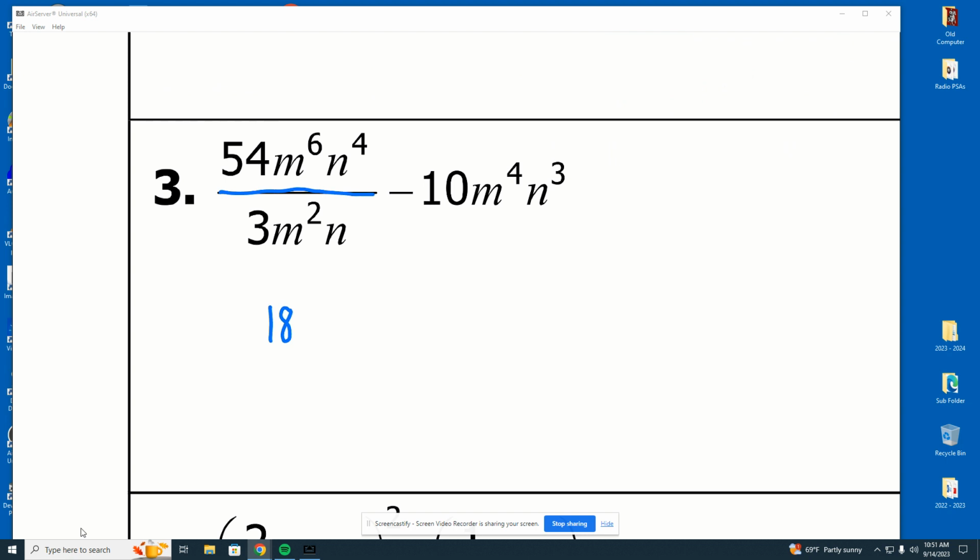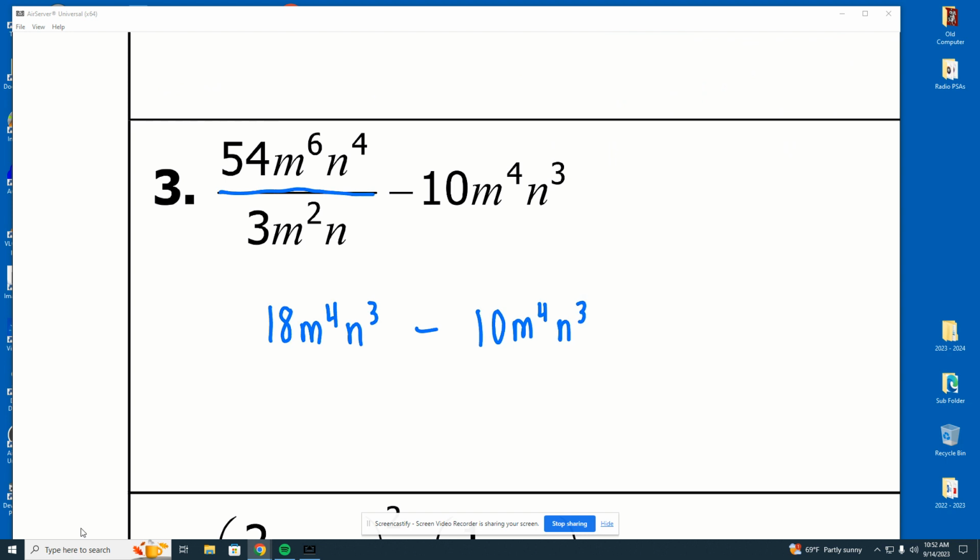Now look at this, guys. Here's how I like to do these. Where is m bigger? So it stays up top, and we subtract from the top. What's 6 minus 2? M to the 4th. Where is n bigger? So we keep n up top. We subtract from the top. What's 4 minus 1? 3. Now, guys, are we allowed to subtract 10 m to the fourth n cubed?